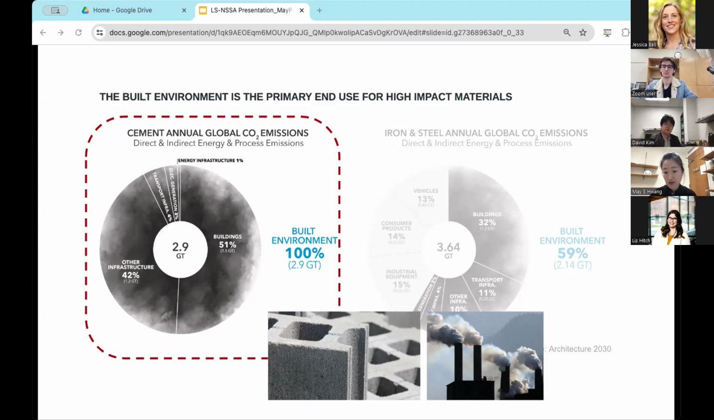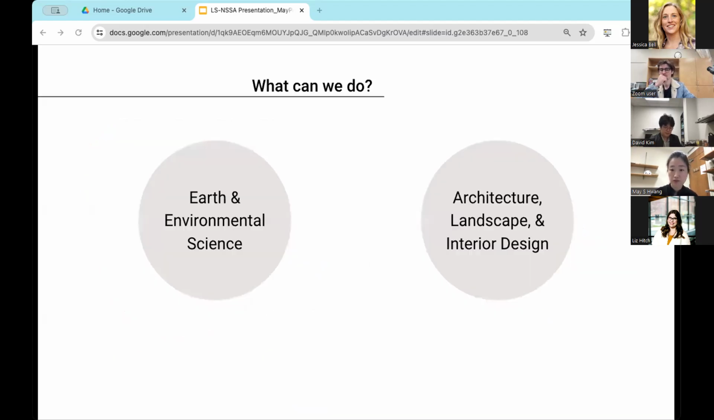And the cement is actually produced by burning limestone at a very high temperature, as high as 2700 degrees Fahrenheit. And thus this process not only consumes a large amount of energy itself because of the heat going into producing it, but it also releases a huge amount of carbon dioxide from the combustion. So what can we do? What can we do as scientists, environmental scientists and architects?